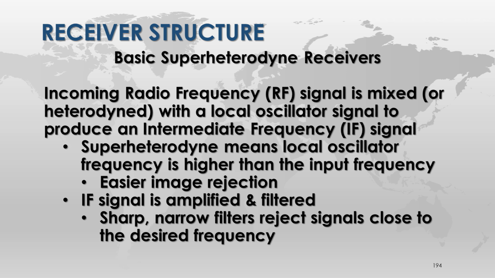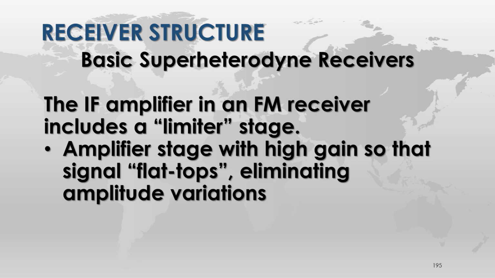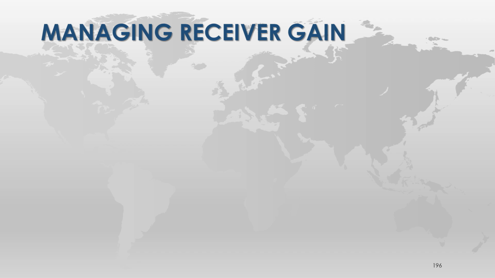Sharp, narrow filters reject noise signals close to the desired frequency, so they only let in the stuff we're looking for. If the IF amplifier in an FM receiver includes a limiter stage, an amplifier stage with high gain, the signal flat tops, eliminating amplitude variations. It's got a diode clipper circuit. None of that was yellow, but it's good information.